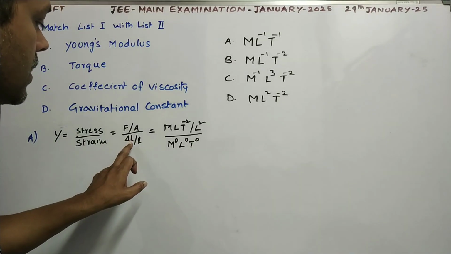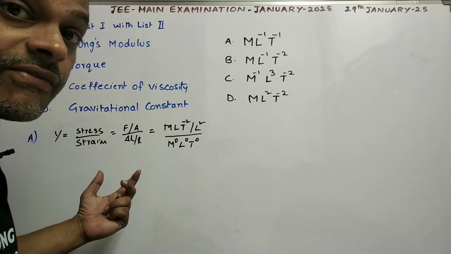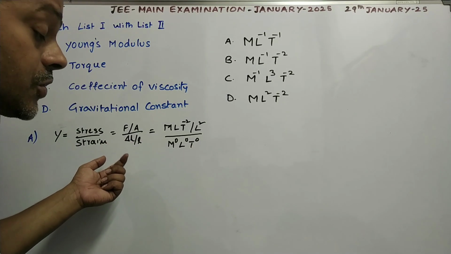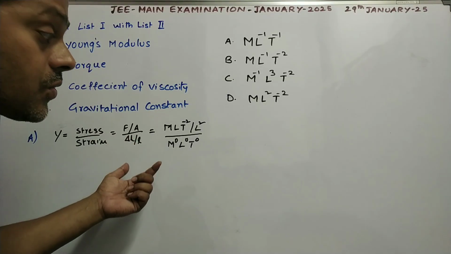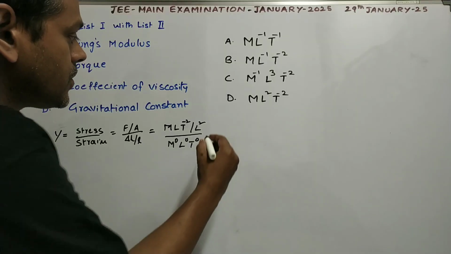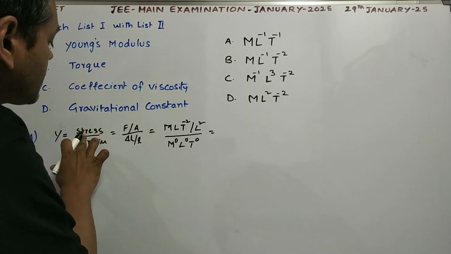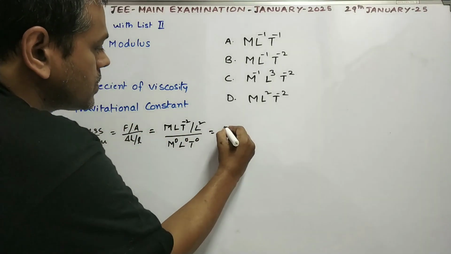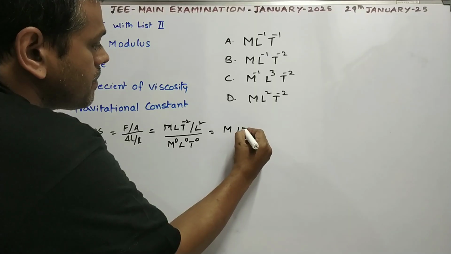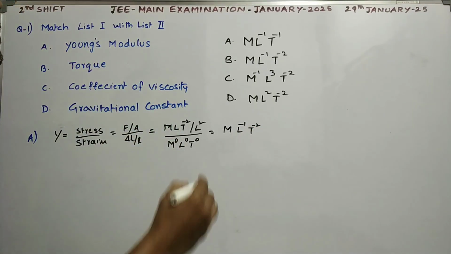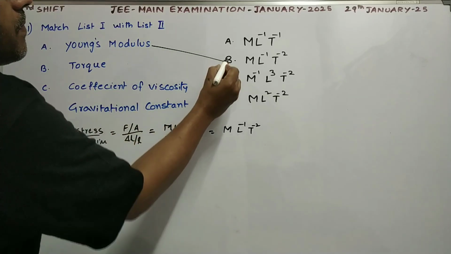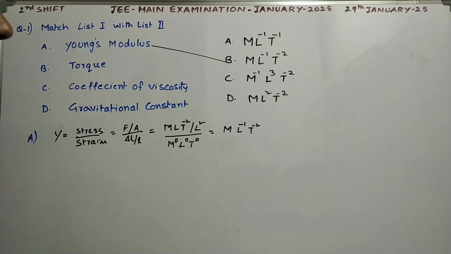Why? Because strain is defined as the ratio of the same kind of physical quantities, that means change in dimension by original dimension. So it doesn't have any dimension formula. So Young's modulus has the same dimension as stress, which is equal to M L power minus 1 T power minus 2. So from the given options, Young's modulus is M L power minus 1 T power minus 2.